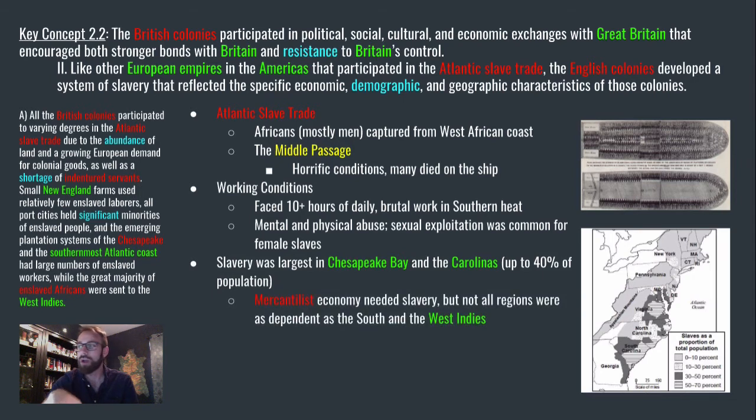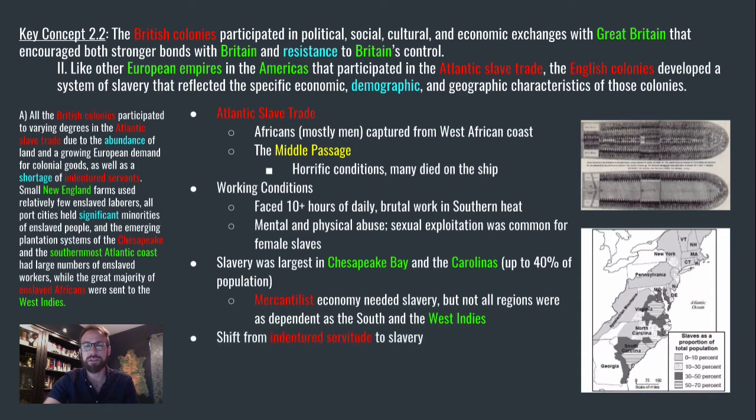Okay, so mercantilism as a system needed slavery, right? Because it needed to grow these cash crops in order to make triangle trade successful. But as you get further north, the regions are not dependent on it as the South and the West Indies were. They still participated in the system, they benefited from it, but they weren't directly involved in it.